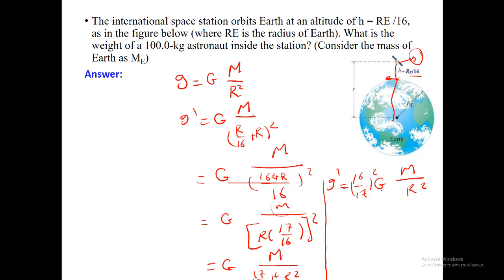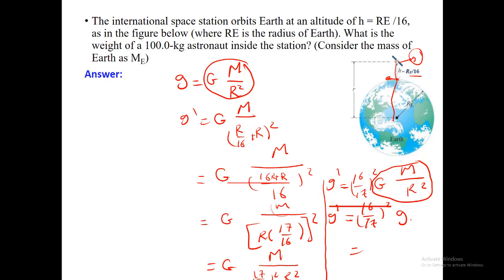Nice, guys. Look at that. What is the relation between g dash and g? This part is g, which means that g dash equals 16 over 17 squared multiplied by g. And we know that g is 9.8, so in this case it is 16 over 17 squared times 9.8. How much is that? I think it should be something like 8.68 meters per second squared.